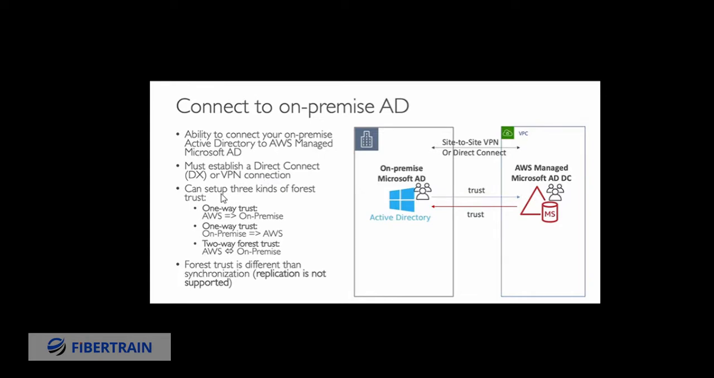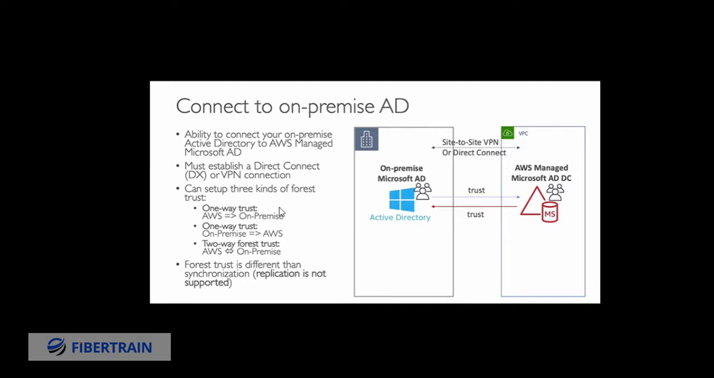Now, there are three kinds of forest trusts that we can set up. Trust is actually a way of allowing the AWS Managed Active Directory to access resources in the on-premises Active Directory, and also allow a system in the on-premises Active Directory to access a resource, so an application that is running in the AWS Managed Microsoft Active Directory. So if you want the devices on both sides to be able to access the resources on both sides, we need to set up a trust relationship between the two Active Directories. And so this trust could be of three types.